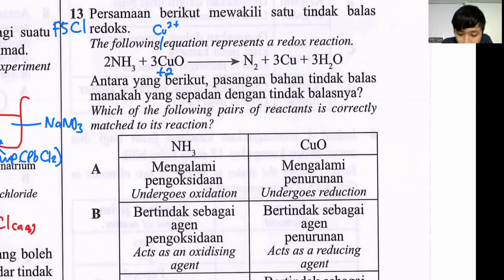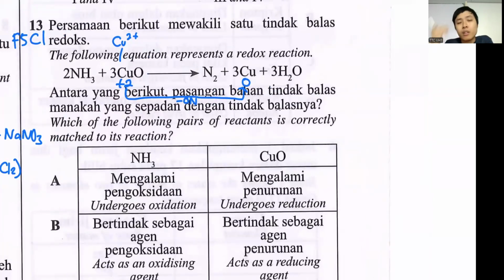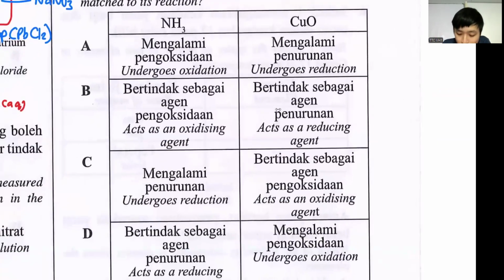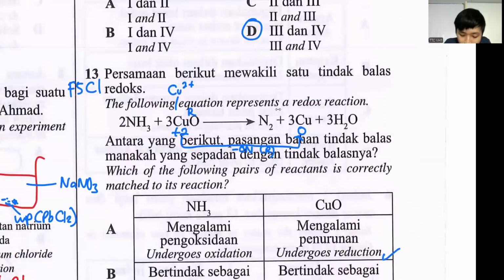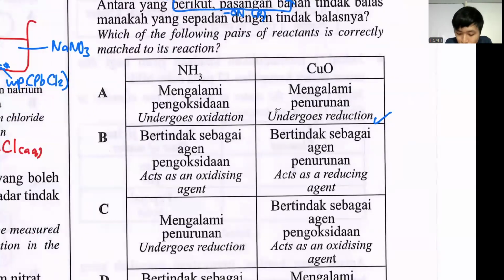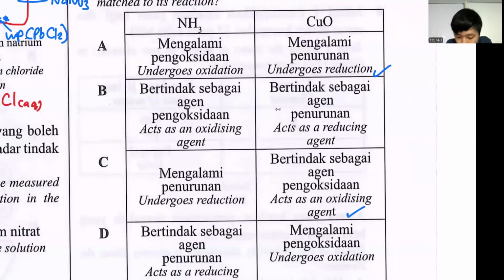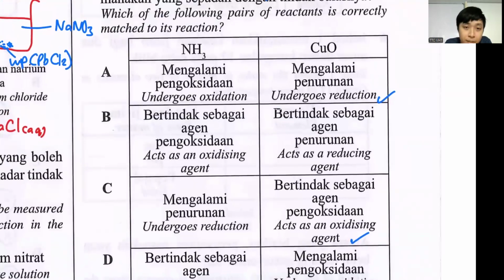Copper atom alone is 0. So if you see this one, it is a decrease in oxidation number. Decrease in oxidation number. This is reduction. Okay, this is reduction. So you just look for which one undergoes reduction. CuO undergoes reduction. Very easy. Which one undergoes reduction? Yes. The one that undergoes reduction is itself an oxidizing agent. So of course B should be wrong. C is correct. D is wrong. So it can be A and C.